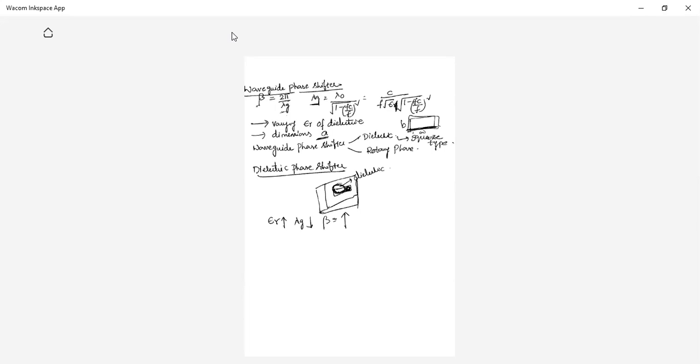lossless dielectric material? Where the electric field intensity is maximum. Its dielectric constant increases and lambda g decreases, and by the insertion of this dielectric, whenever lambda g is decreasing, the beta value increases. Since we are using a lossless dielectric slab in our construction, that's why it is called a dielectric phase shifter.